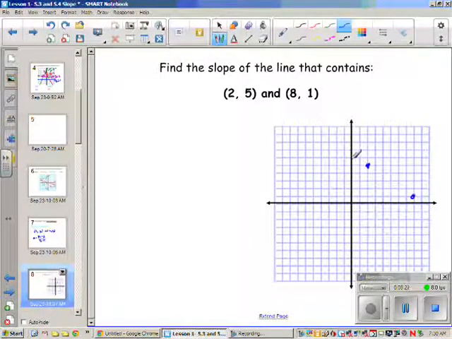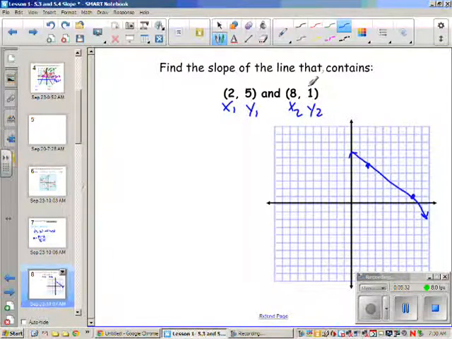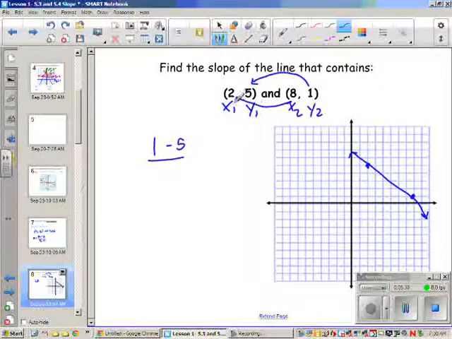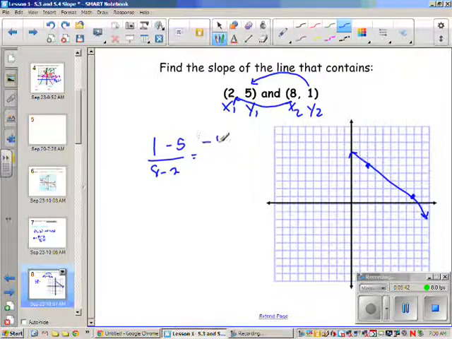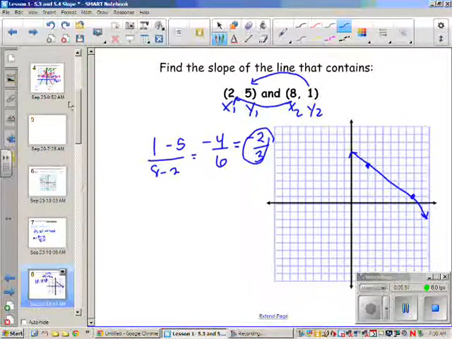And we could find the slope of that just by using our line. But we're going to find the slope using the formula. So I'm going to leave my points x1, y1, x2, y2, and I'm going to subtract this first. So 1 minus 5 over 8 minus 2. So 1 minus 5 is negative 4. 8 minus 2 is 6. Please always simplify, so that simplifies to negative 2/3.